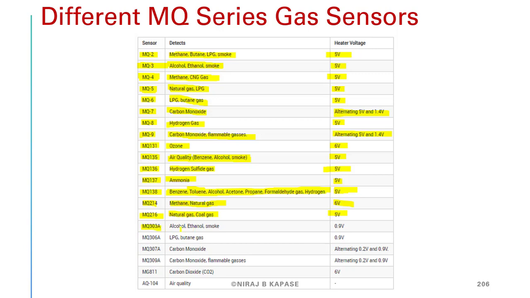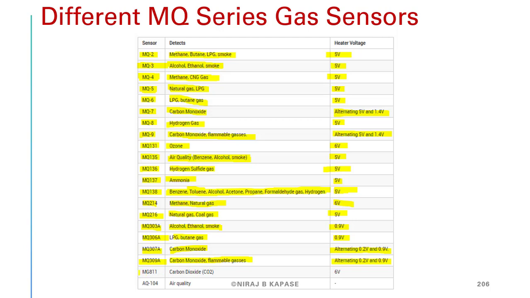MQ303A is used for alcohol, ethanol and smoke. The operating voltage level is 0.9 volt for the heater. MQ306A is for LPG and butane gas. The operating voltage level is 0.9 volt. MQ307A is used for carbon monoxide, and the operating voltage level is alternating, that is 0.2 volt and 0.9 volt. Then MQ309 is a gas sensor used for carbon monoxide and flammable gases. The operating voltage level is 0.2 volt to 0.9 volt.